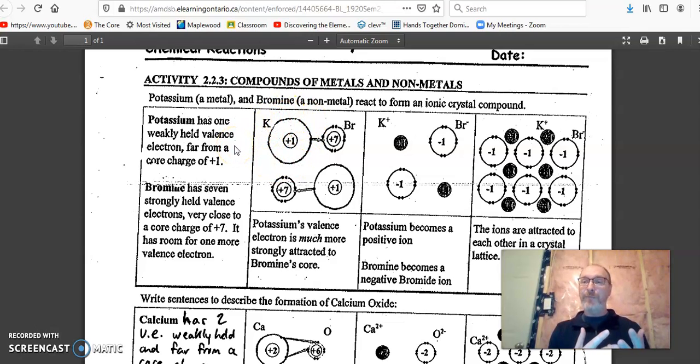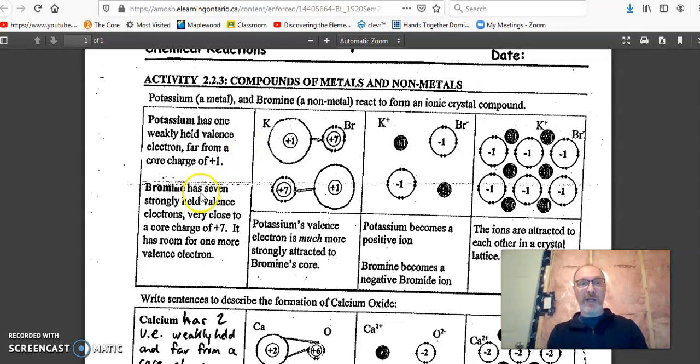And because of that, its low core charge and its large size makes it poorly electronegative. So it's not very good at stealing electrons. It's not very good at holding its own electrons. And it's far from a core charge of positive 1. Again, that's based on the size of the atom.